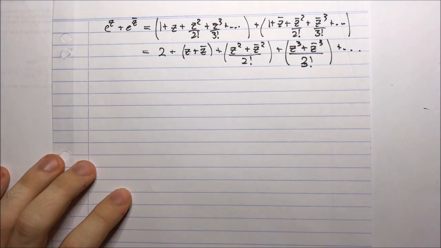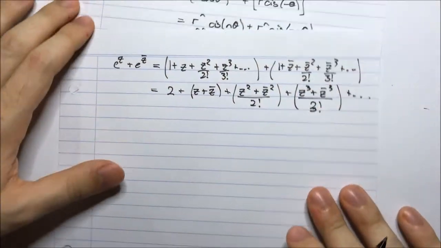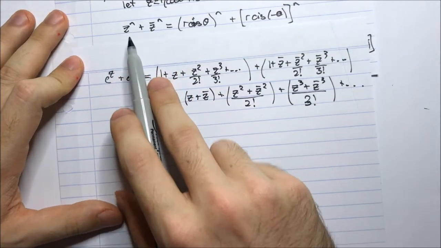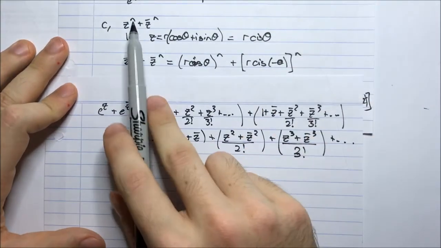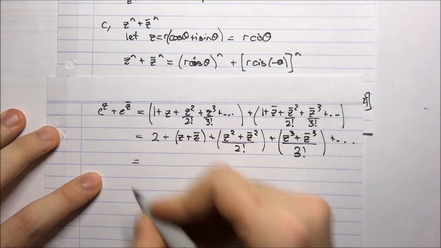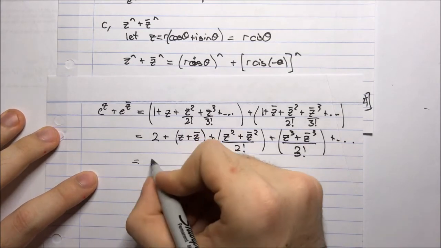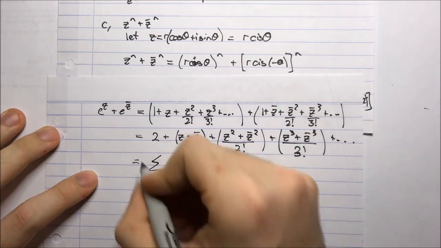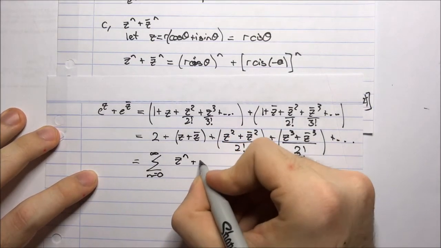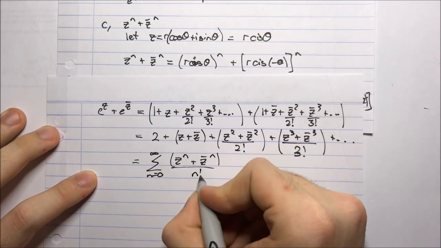And now we'll use what we just proved in the previous part for C. That this term is purely real. Can you see? No, you can't. This term is purely real. So let me write this now as a sum from n equal to 0 to infinity of z to the power n plus z bar to the power n, all divided by n factorial.